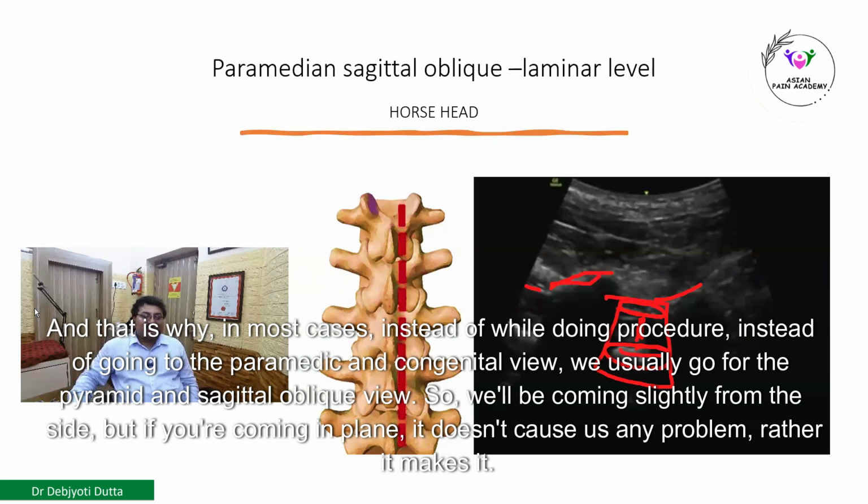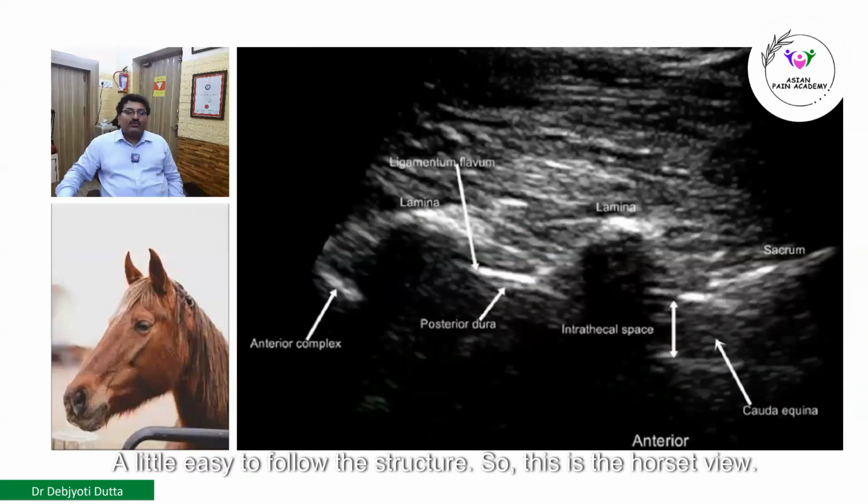And that is why in most cases, while doing procedure, instead of going to a paramedian sagittal view, we usually go for the paramedian sagittal oblique view. So we'll be coming slightly from the side, but if you're coming in plane, it doesn't cause us any problem. Rather, it makes it a little easy to follow the structure. So this is the horsehead view.